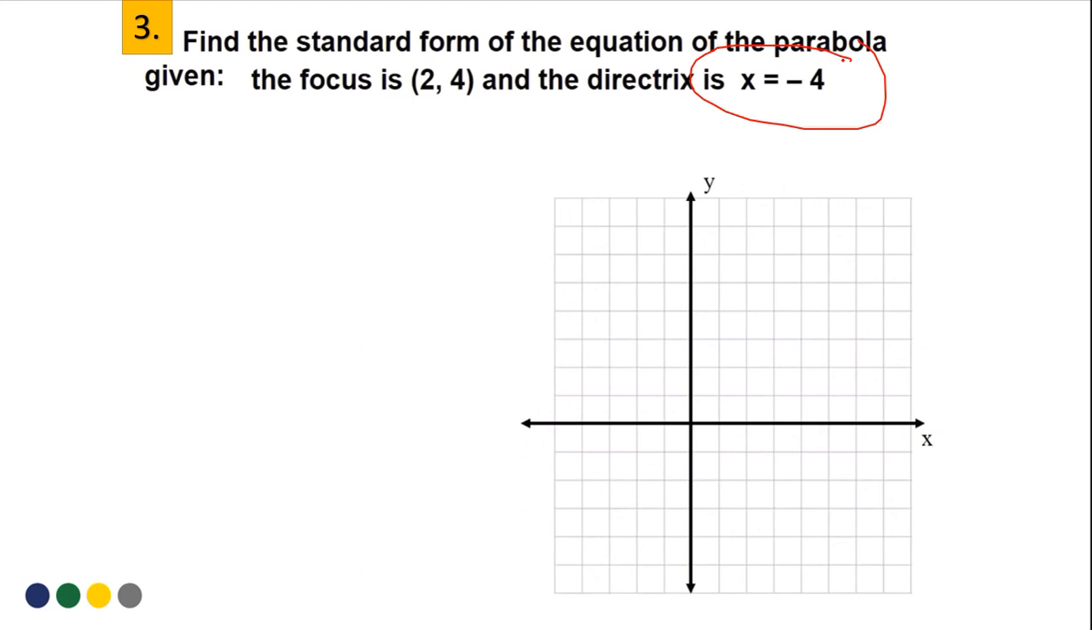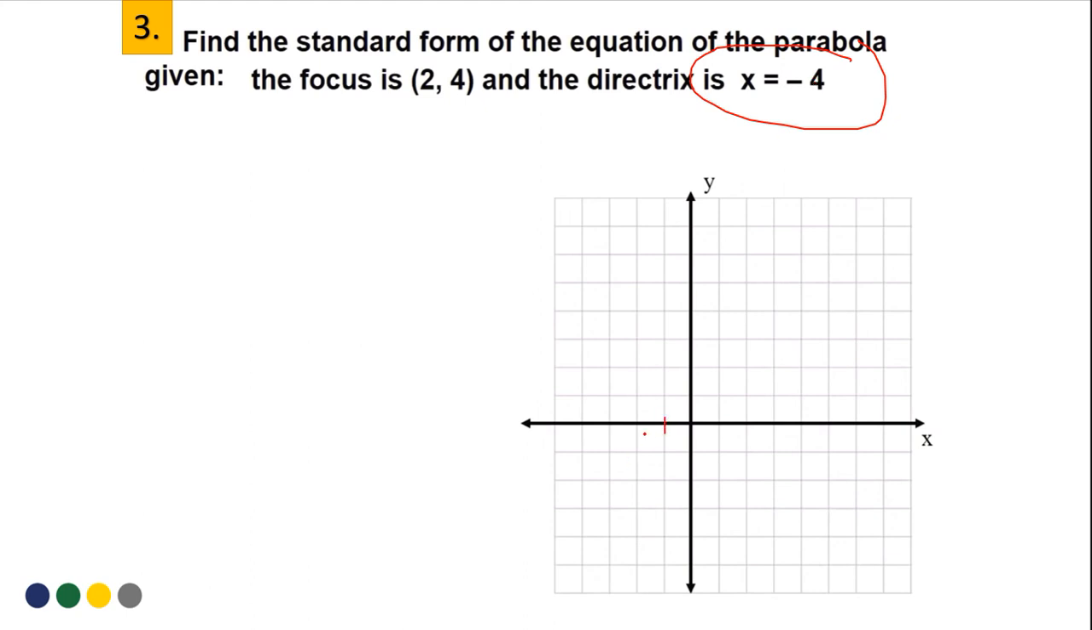Saan ko ilalagay si directrix? Left, right, upward, downward. Sige nga. Saan ko siya ilalagay? Left, right, upward, downward. Sir, try lang po. Sa left po ba? Sa left. Because it is x and it is negative.